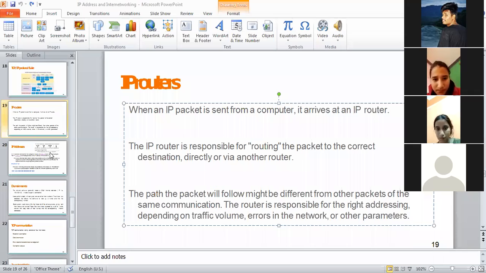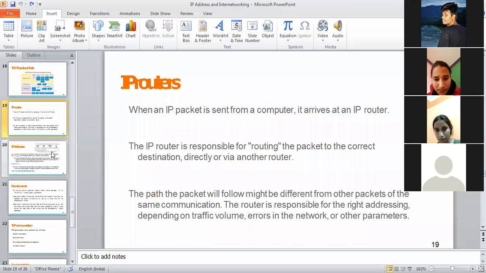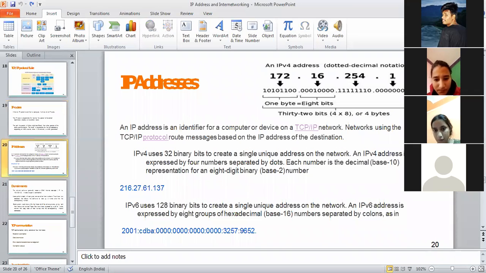Now let us correlate this IP router concept with IP addresses, right? See what we did in the IP addresses. You are all aware of the IP addresses. Let us see, students, which class of IP address it was.